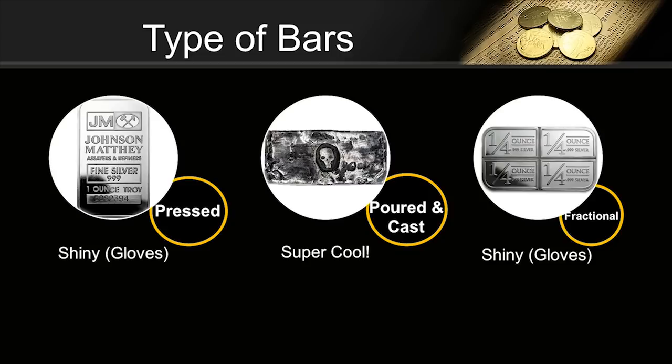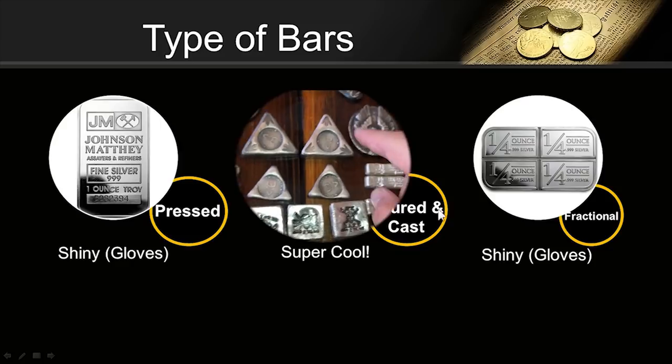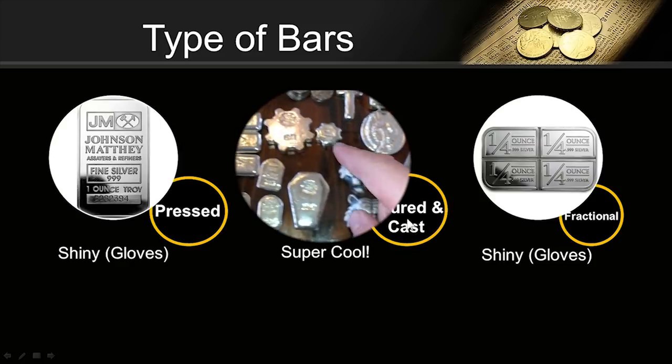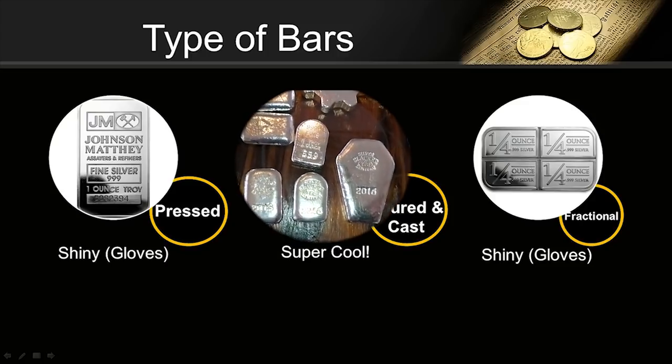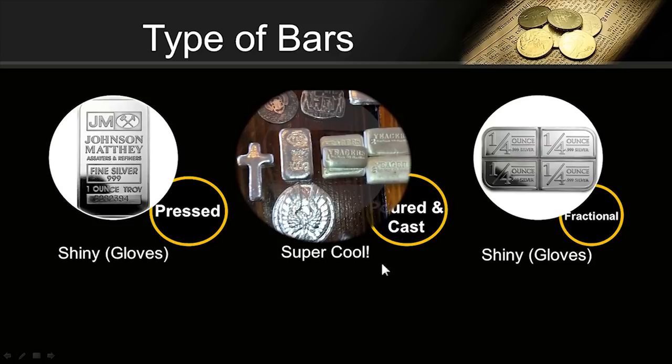Okay, so for types of bars for generic silvers, we've got the shiny, which is the pressed, and you've got to wear gloves with this, guys, if you don't want it to tarnish and turn colors. The next one is poured silver. It's also called cast silver. They're pretty much the same thing. Casting is a little bit different process than pouring. Well, you're still pouring, but it's a little bit different process on how you get the end product.